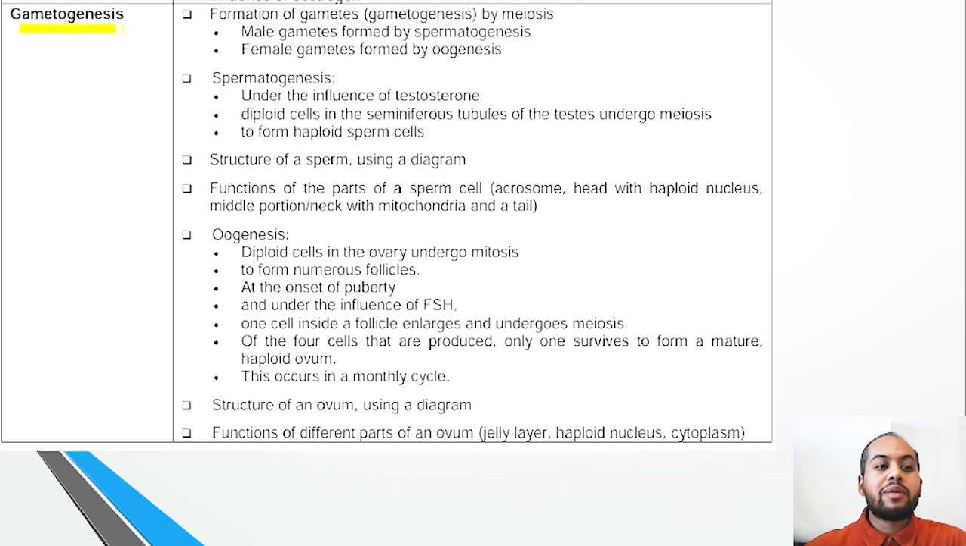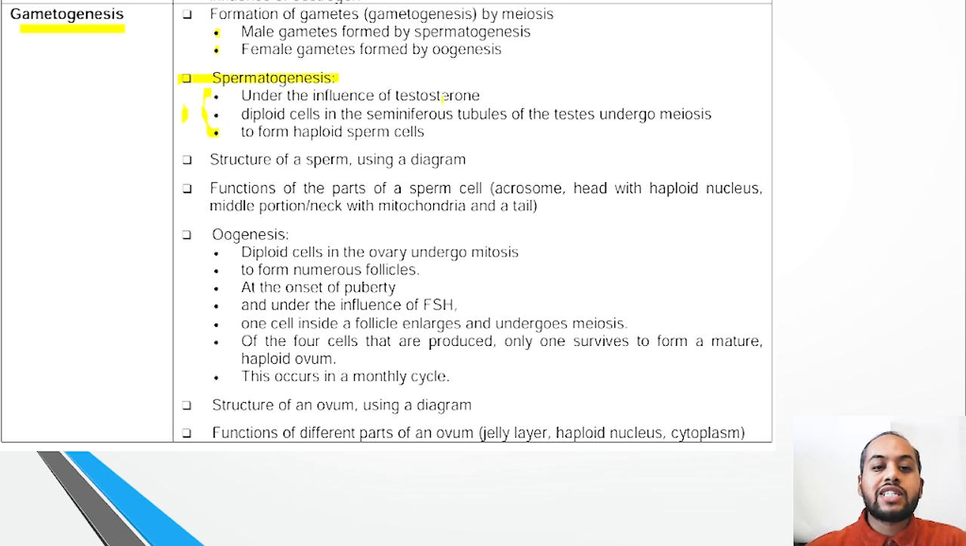Then the process of gametogenesis, the formation of gametes by meiosis, the male gametes formed by spermatogenesis, female gametes formed by oogenesis. The process of spermatogenesis, very, very important. You need to be able to describe this entire process. If you are asked to describe the entire process of spermatogenesis, the process of gamete formation in males, please make sure you are able to describe it like this from the exam guidelines.